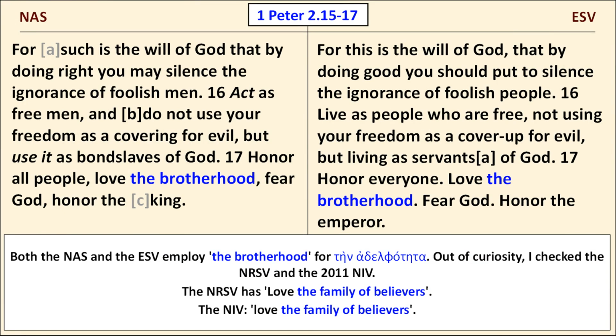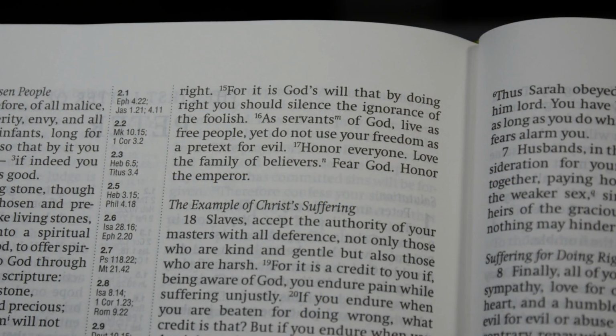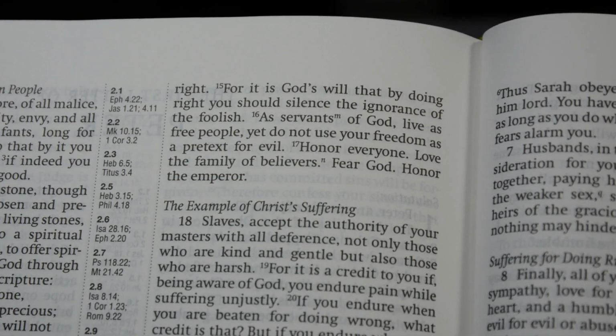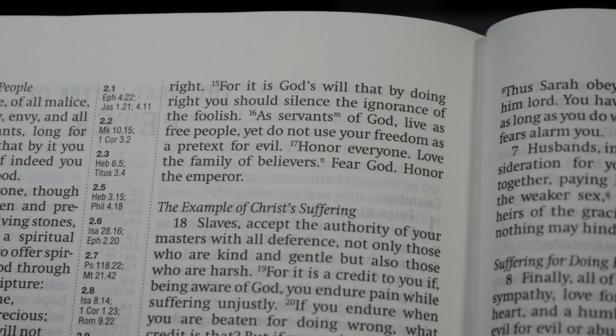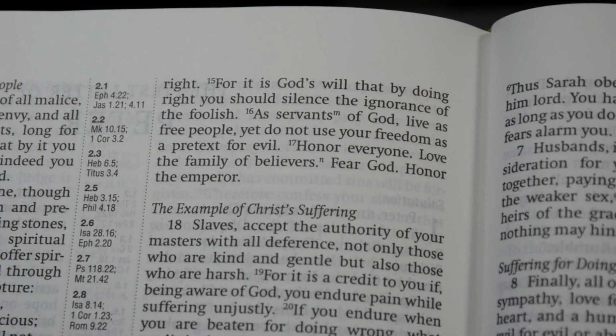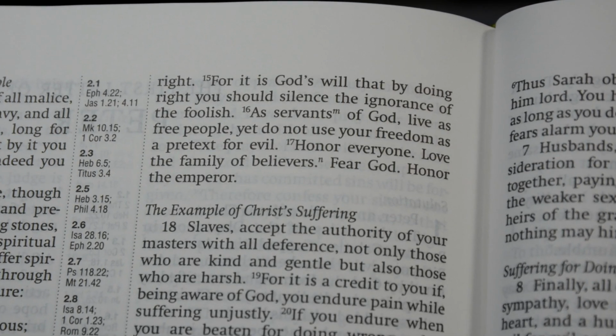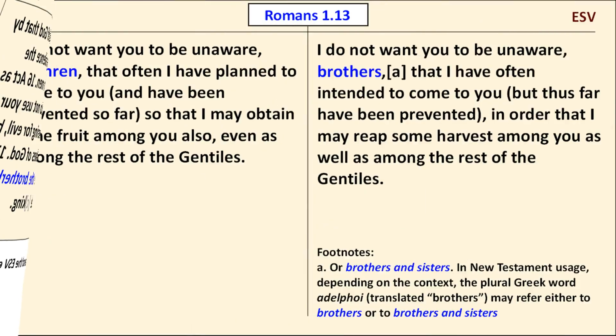Finally, notice that both the NAS and the ESV translate tēn adelphotēta as "the brotherhood." As far as I can tell, the 2020 NAS also intends to retain "brotherhood" here. More boldly gender-inclusive translations like the 2011 NIV and the NRSV replaced "the brotherhood" with "the family of believers."